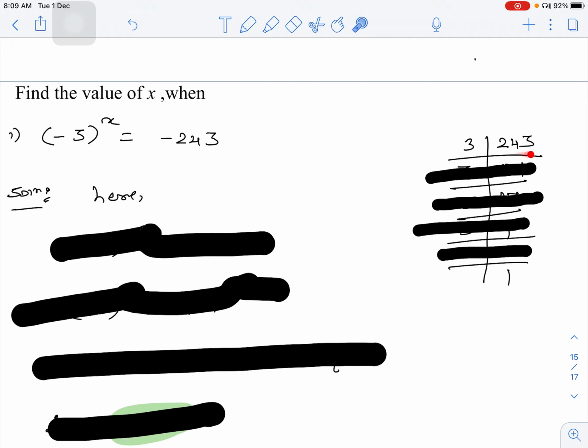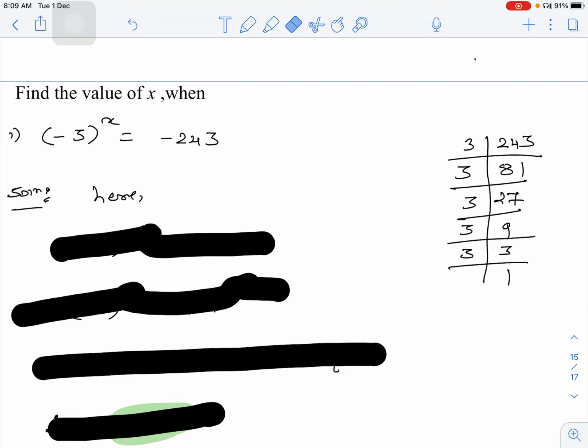So here we have written 243. Now this 243 is not divisible by 2, so we will first divide it by 3. Now 3 how much are? So we get 3 81s are. Again 3 27s are, 3 9s are, 3 3s are, 3 1s are. Okay, so here what we have done, we have factorized this 243 in this way. Okay, now here a minus sign is written, so every factor will have a negative sign.